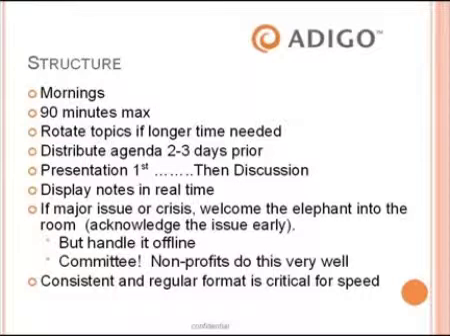So, in the situation where there's a problem or a significant issue, then acknowledge it early on, but handle it offline, perhaps in a committee, unless it really does involve everyone in terms of making a decision. Again, when you have the whole executive team together, the focus should be on decisions that the company needs to make.